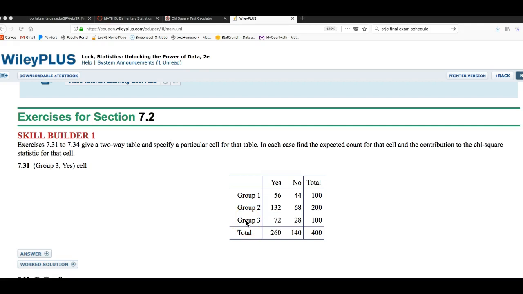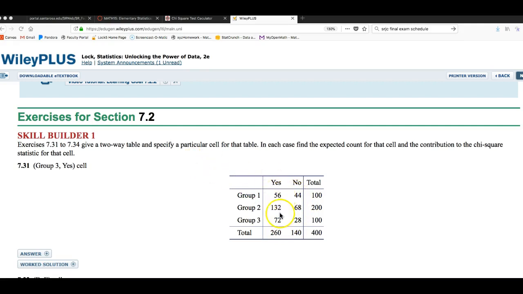But for this video, I just want to go through more the computation. So how do we compute expected counts and contribution to the chi-square statistic for that cell? And again, I'm going to use a chi-square test online calculator. The textbook goes through how to compute this by hand. It's not too terribly difficult, but it is a little bit tedious to compute your expected counts and chi-squared contributions for each of these 6 cells.